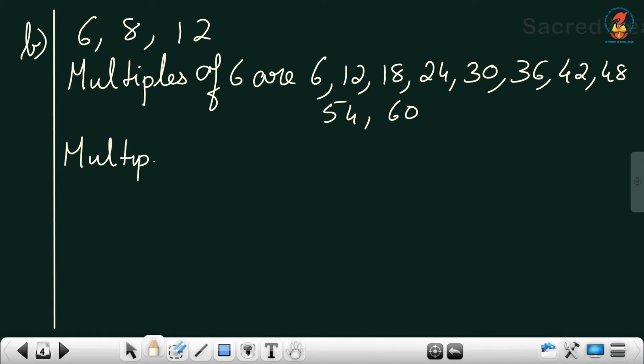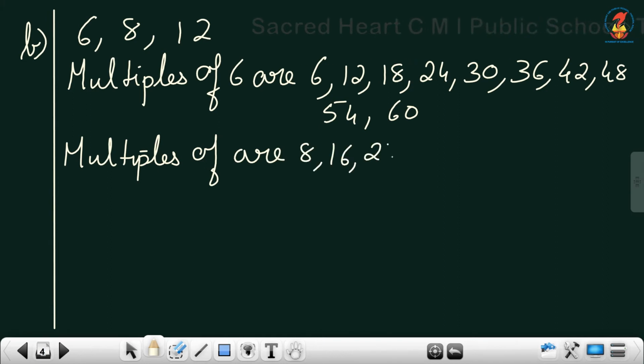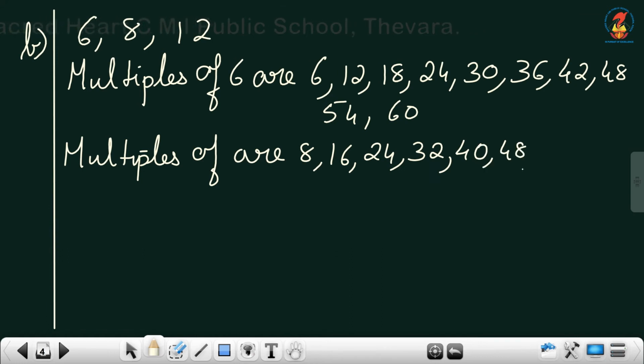Multiples of 8. 8 ones are 8, 8 twos are 16, 8 threes are 24, 8 fours are 32, 8 fives are 40, 8 sixes are 48, 8 sevens are 56, 8 eights are 64, 8 nines are 72, 8 tens are 80.